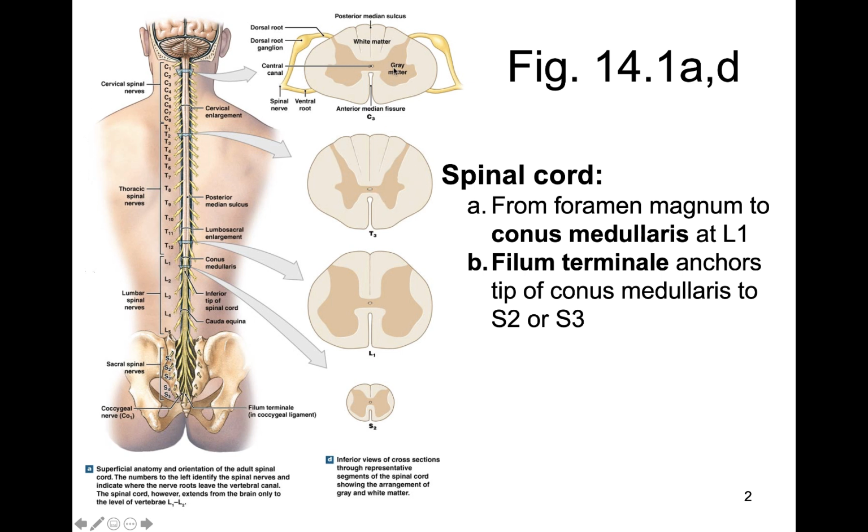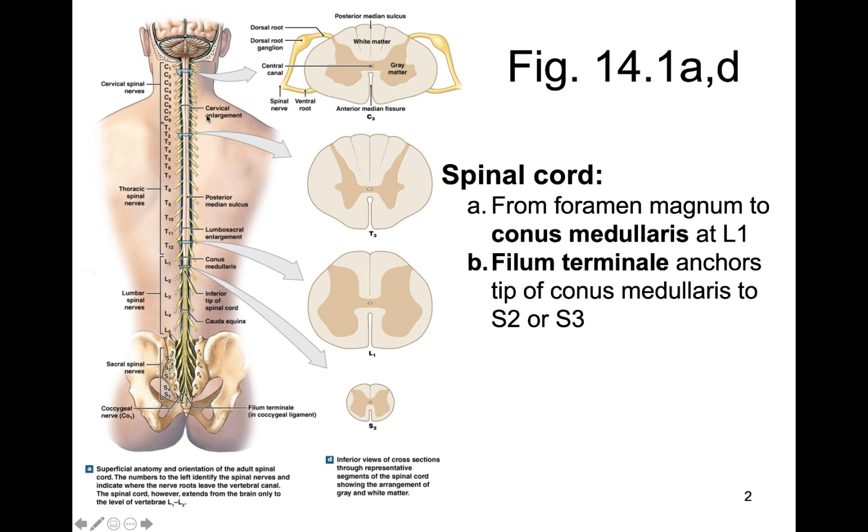So we have gray matter, which looks like a butterfly or the letter H, and then around it we have the white matter. White matter looks white because that's where myelinated nerve fibers are. So again, gray matter is composed of the cell bodies of neurons and unmyelinated neuron processes. And then the white matter is myelinated neuron processes or nerve fibers.